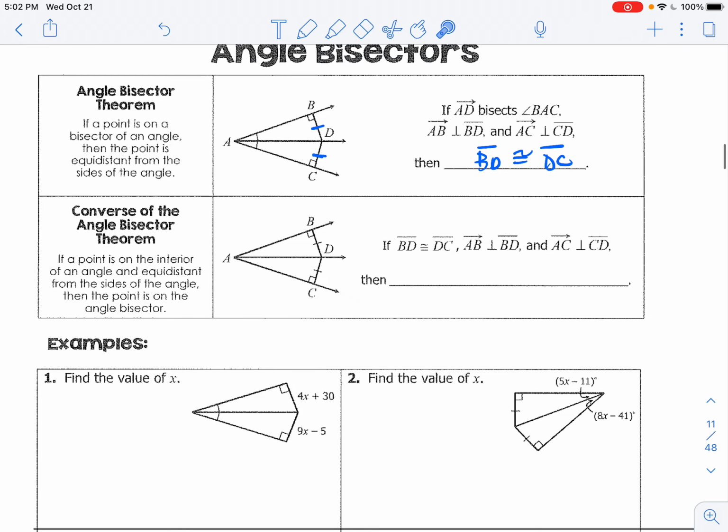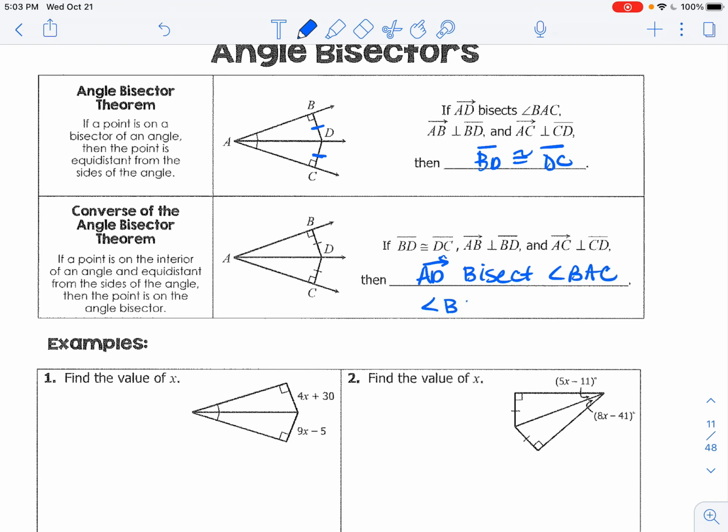The converse of the angle bisector theorem states that if a point is on the interior of an angle and equidistant from the sides of the angle, then the point is on the angle bisector. So this time we're going to start with stating the segments are congruent, BD congruent to DC, and AB perpendicular to BD, AC perpendicular to CD, well then AD is going to bisect angle BAC, and the angles are going to be congruent. So angle BAD is going to be congruent to angle CAD.